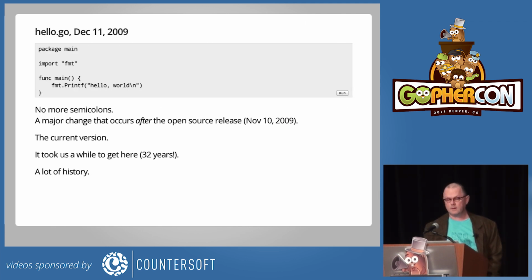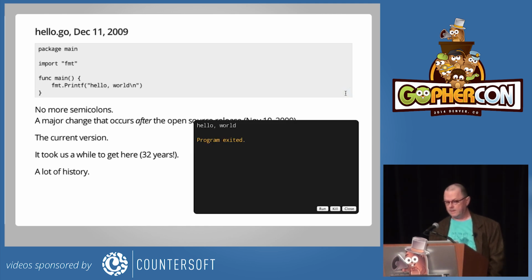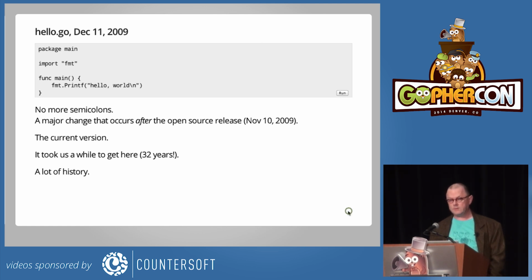But on December 11th, 2009, after the open source release, which was in November, we finally got rid of the semicolons. So this is the printf Hello World version that we all know and love. So it took us a while to get here. I've gone through it in about 5 minutes, but there's really 32 years worth of Hello World refinement.